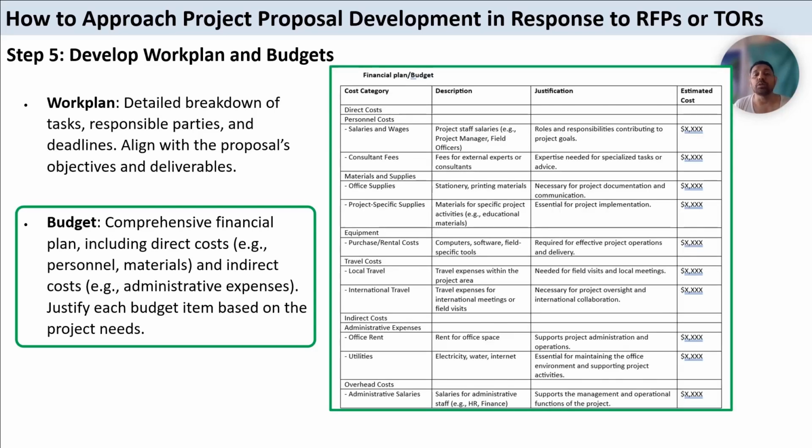Similarly, we will need to include direct costs like personnel costs. You will need to hire staff for the project, so all the relevant personnel costs must be added in the budget. Similarly, material costs and indirect costs like administrative expenses. So we need to justify each budget item based on the project need.